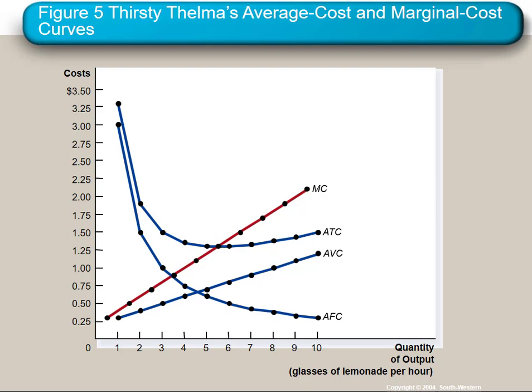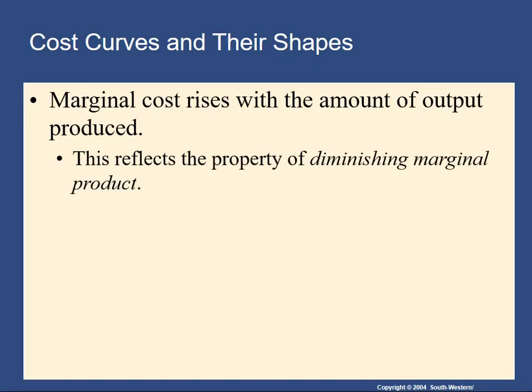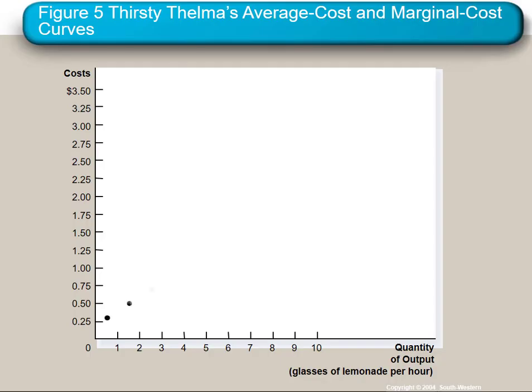And you can't quite see it here because the graph isn't complete, but the marginal cost also intersects the average variable cost at its minimum point, and that becomes important a little bit later in the course. So marginal cost rises with the amount of output, and that reflects that property of diminishing marginal product, or what we call diminishing returns to fixed factors of production. And so we have this increasing marginal cost curve.